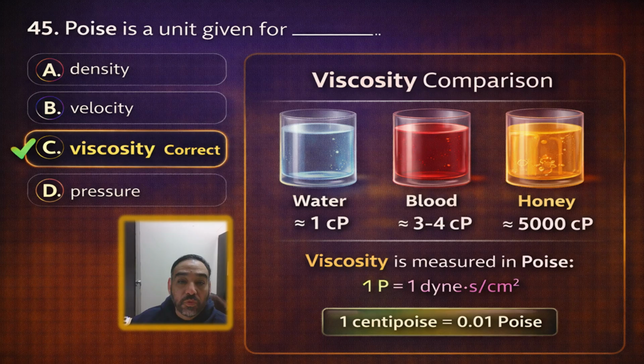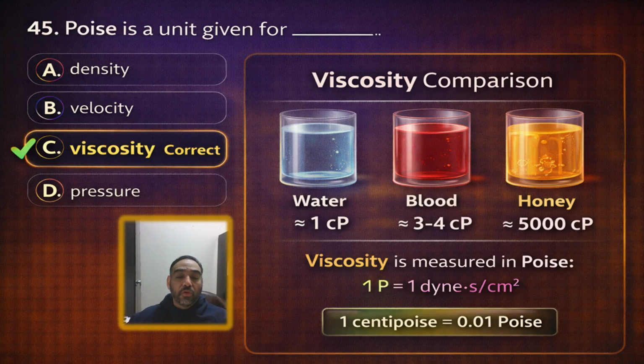And so the correct answer would be viscosity. Poise is a unit of viscosity. And more specifically, it's a unit of dynamic viscosity. So it's in centimeter, gram, second systems. And one poise, designated by P, is going to be equal to 1 dyne second per centimeter squared. And in medical applications, because we're dealing with tiny viscosities, we're looking at centipoise, right? And so something like blood viscosity would be 3 to 4 centipoise.